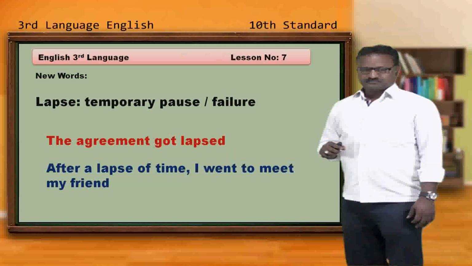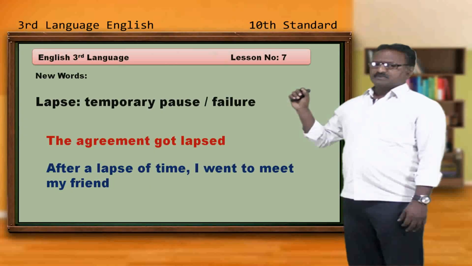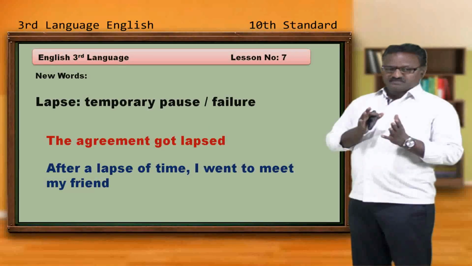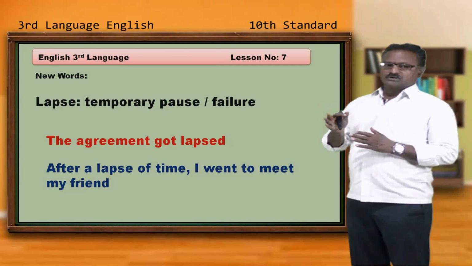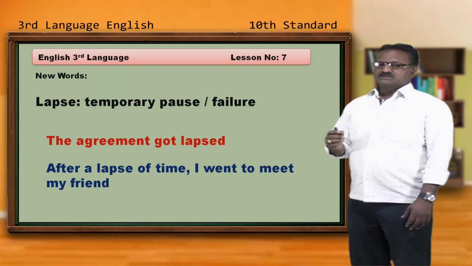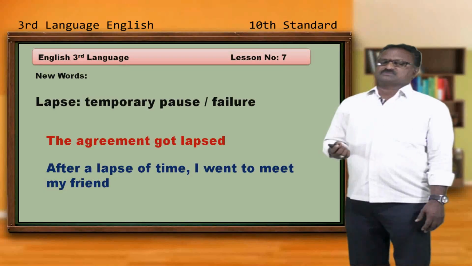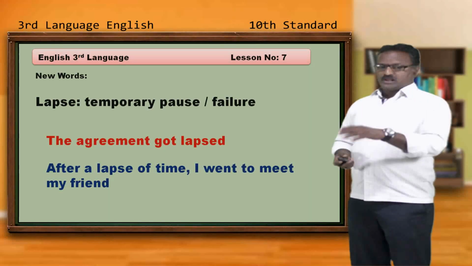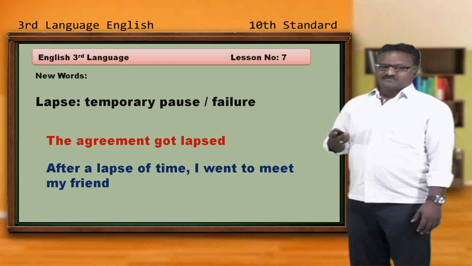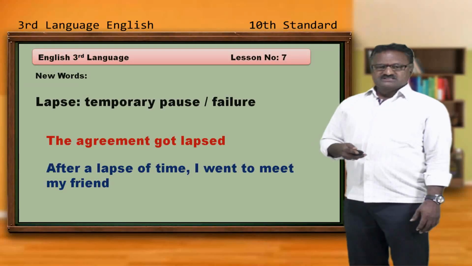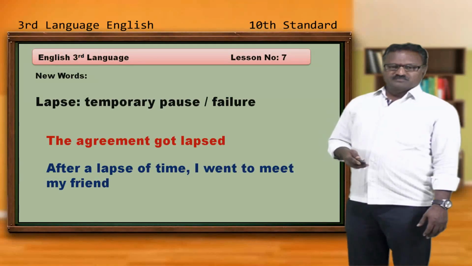Lapse is there. Lapse means temporary pause or failure. So when something stops in between or in the middle, that is called lapse, or when it ends or terminates, it is called lapse. So that agreement got lapsed, means the agreement failed or the agreement time was completed. After a lapse of time, I went to meet my friend. So after a long time, I went to meet my friend. In this way, there are some new words from this lesson.